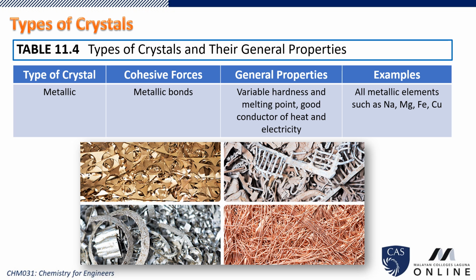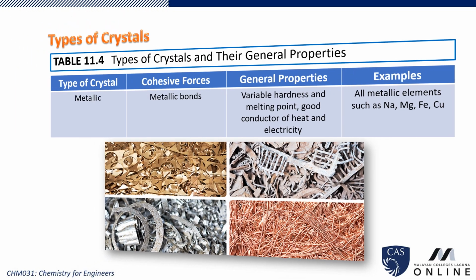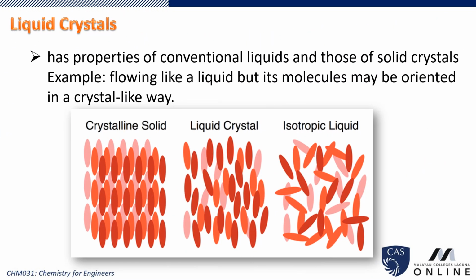Metallic crystals have variable hardness, good electrical and thermal conductivity, and malleability. Examples include sodium, magnesium, iron, and copper. The key principle is that the type of bonding determines the properties of the crystal. Strong bonding leads to high melting points and rigidity, while weak intermolecular forces lead to softness and low melting points.